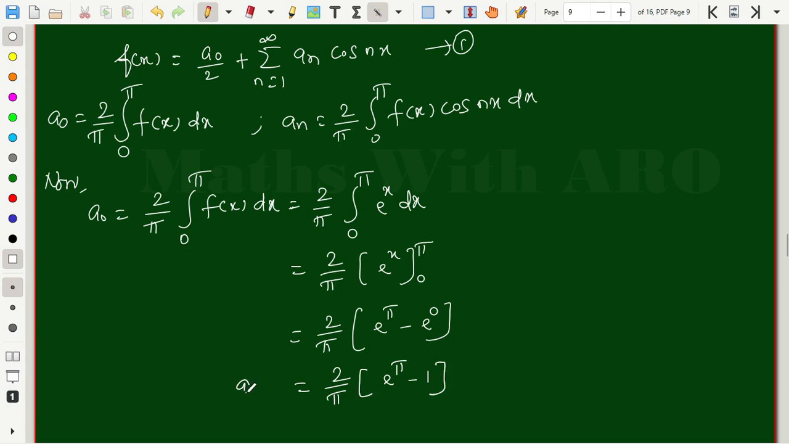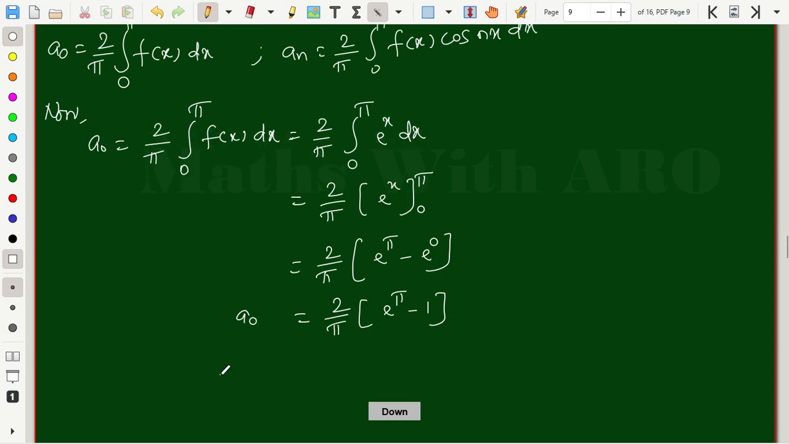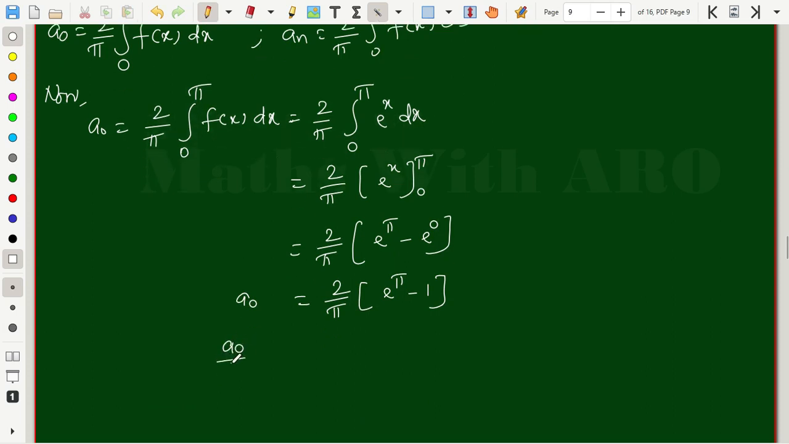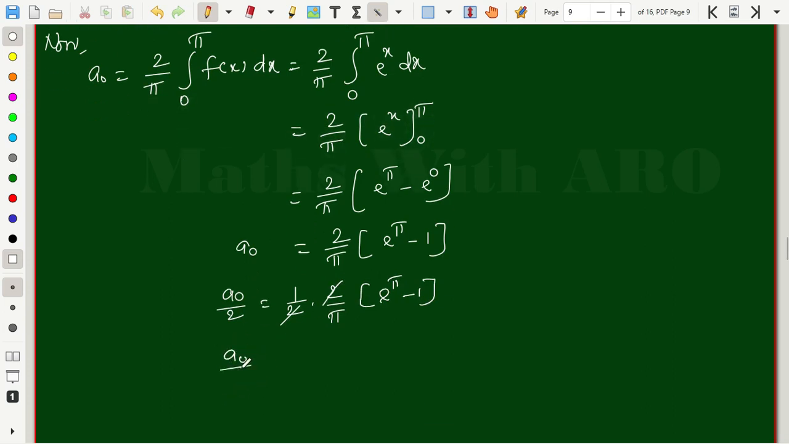This is equal to a0. But in our formula actually we need a0 by 2. a0 by 2 is equal to 1 by 2 into 2 divided by pi into e power pi minus 1. 2 getting cancelled. So therefore a0 by 2 is equal to e power pi minus 1 divided by pi அப்படிங்கிற வேல்யூ கிடைச்சிடும்.